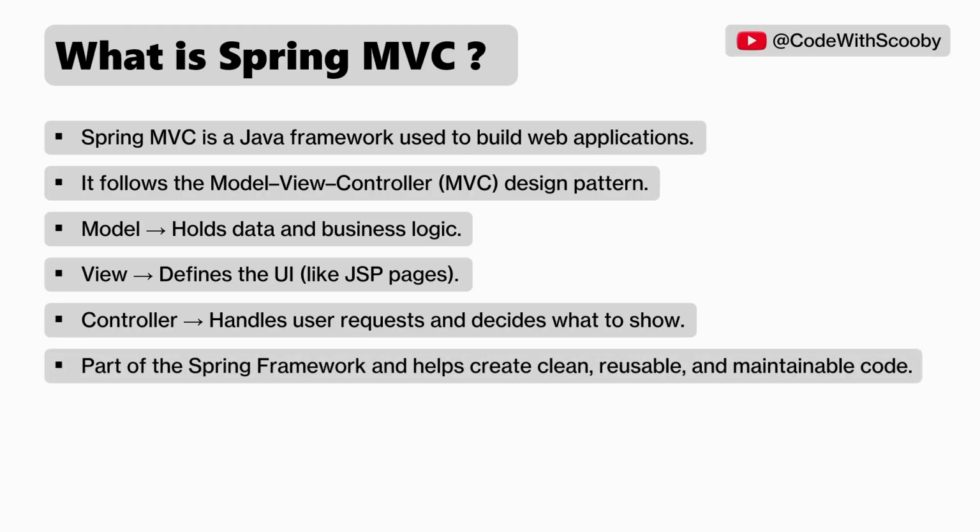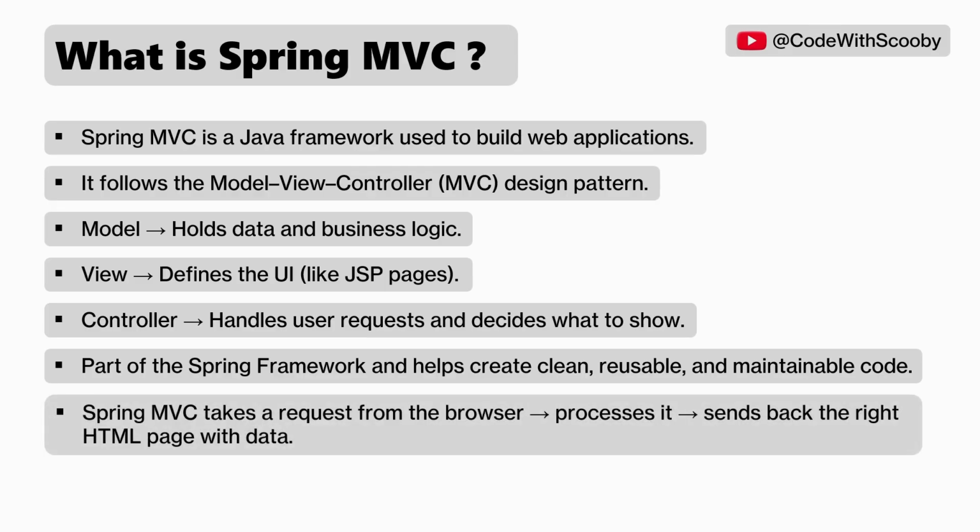Spring MVC is a part of the Spring framework that helps developers write clean, reusable, and maintainable code for web applications. Spring MVC works by taking a request from the browser, processing it through the controller and business logic, and then sending back the correct HTML page along with the required data.